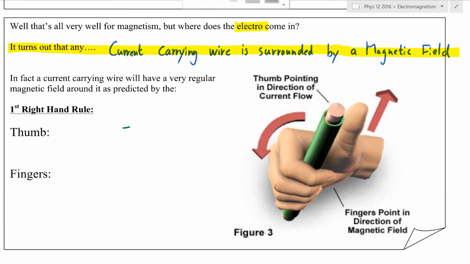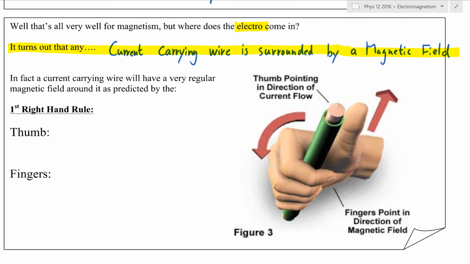Well, not just electrons. You can also have flying photons in space, and it will also generate a magnetic field. As long as it's a charged object and is moving, it will generate a magnetic field. Now, we need to find out how to deal with the magnetic field generated by such things like a current carrying wire. So we have a right hand rule for that.